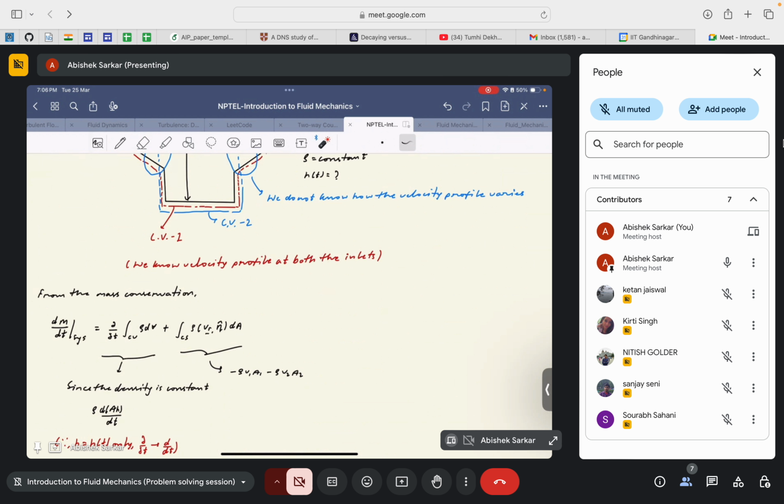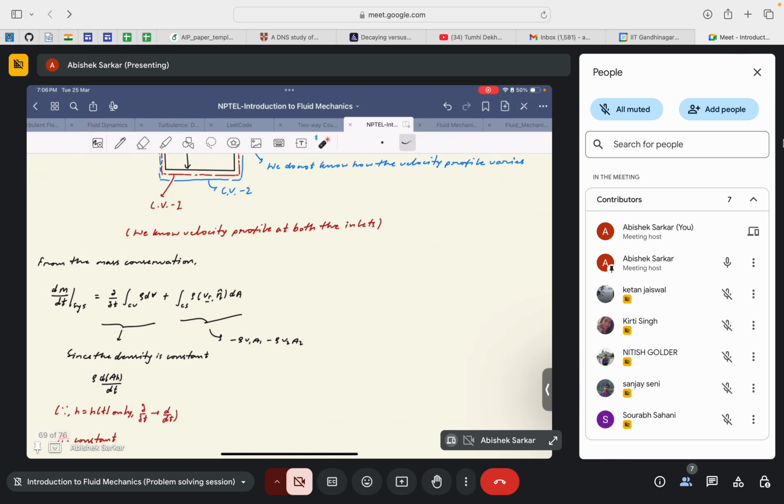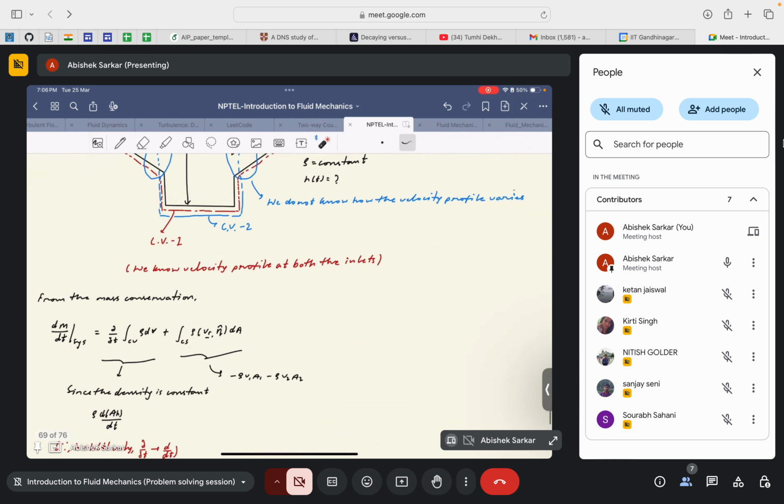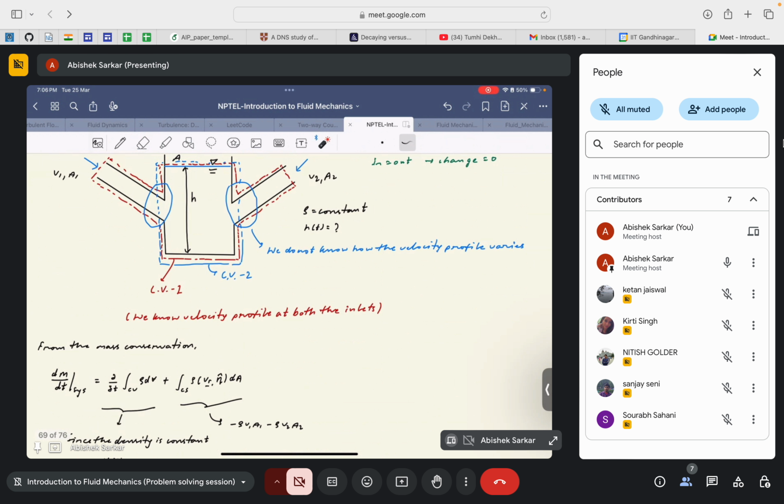And since height is only a function of time in this particular case, we can replace the partial derivative by a complete derivative here. The second term will remain as such. Since the velocity at the inlet is constant, we do not need to worry about the integration. We can directly write m dot equal to rho A v. At the left arm it would be a minus sign, because the direction of the area vector and the velocity vector are opposite to each other.